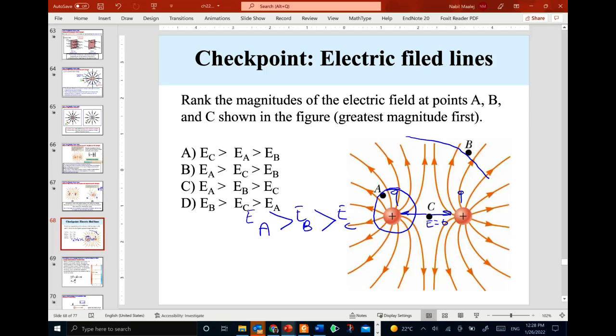Okay, they will not cancel here, because if you take here, this is one electric field line and here is the other electric field line, they will have a component that is in the y direction. So they will only cancel at one point, which is right between the two charges along the line joining them. Clear? Any questions? Okay.